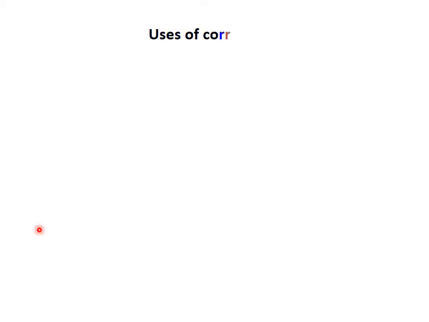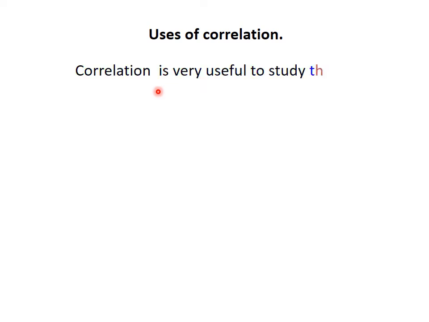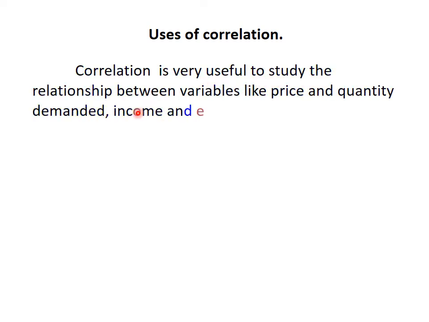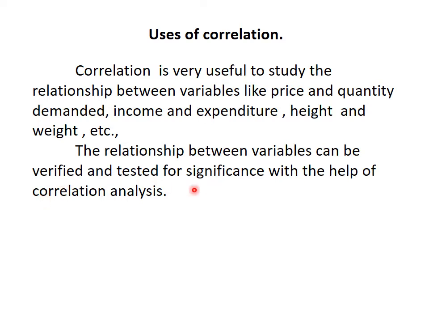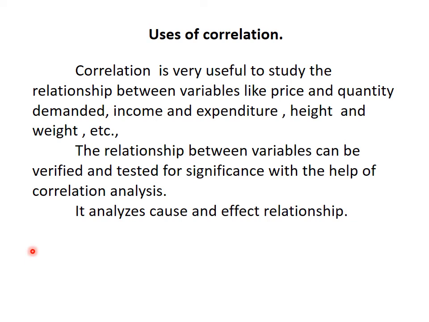Uses of correlation. Correlation is very useful to study the relationship between variables like price and quantity demanded, income, expenditure, height, weight, etc. Next, the relationship between variables can be verified and tested for significance with the help of correlation analysis. Third one, it analyzes the cause and effect relationship.